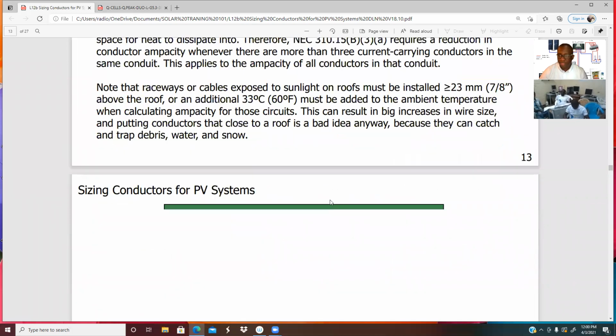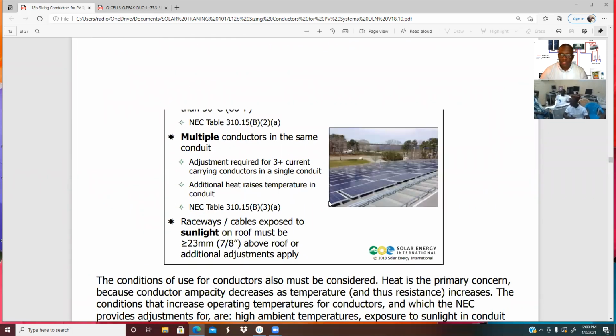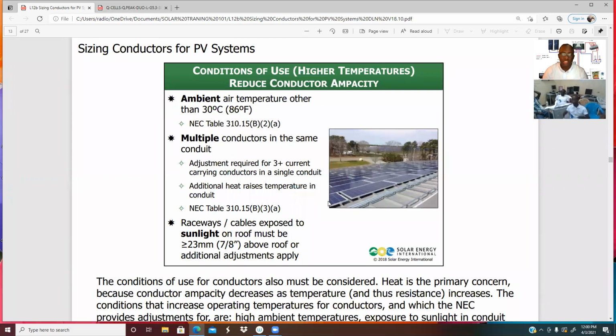We are now on page number 13. Conditions of use, higher temperatures, reduced conductor ampacity. Hello? Okay, I want to ask a question. Yeah, but I'm going on with the material, and you ask questions when it is time for questions, yeah? Write down your questions. When I am done presenting this page, then we ask questions, then we go back again, yeah?